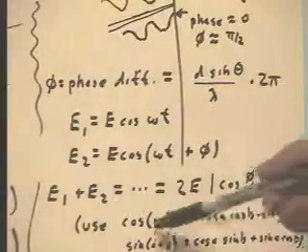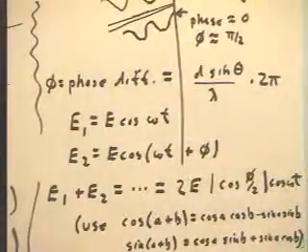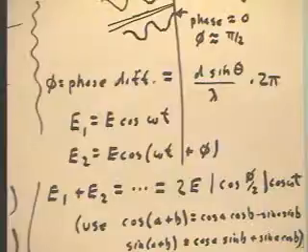So that's the sum of the two electric fields. And again, we don't have to use phasors. We can just use basic trigonometry. You can fill in the dots. It's just a pre-calculus problem to do that.